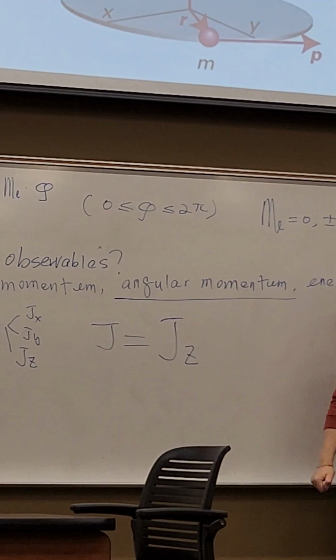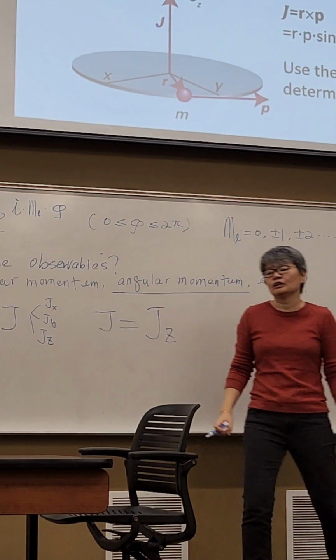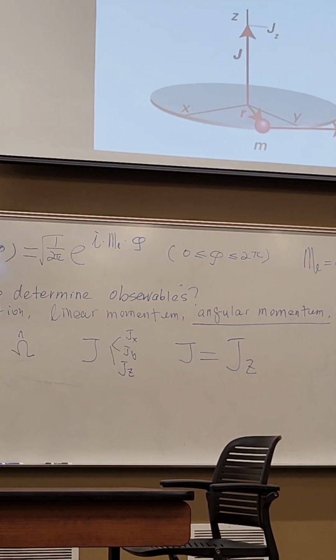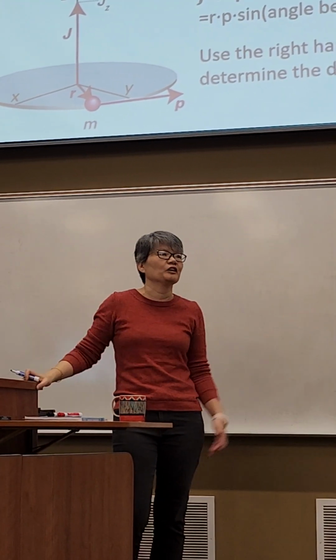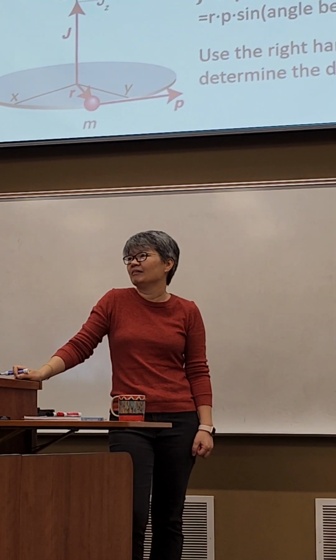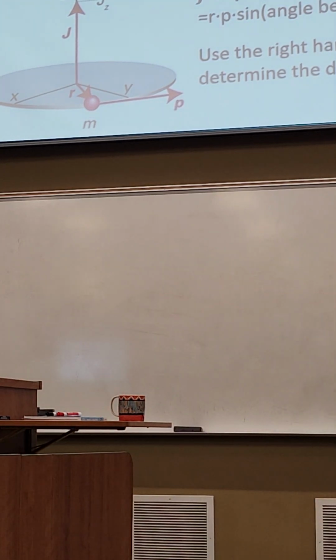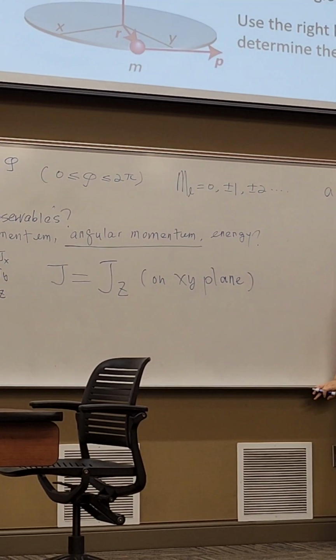Now that is not true when you have a rotation in three dimensions. For this case, the total angular momentum is the same as your angular momentum in the Z axis, because that's the only angular momentum direction you have. You guys all clear on this? Okay. Now, if I want to calculate the angular momentum on the xy plane, you just calculate the z component.